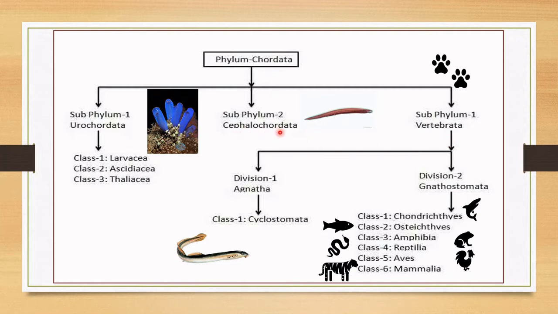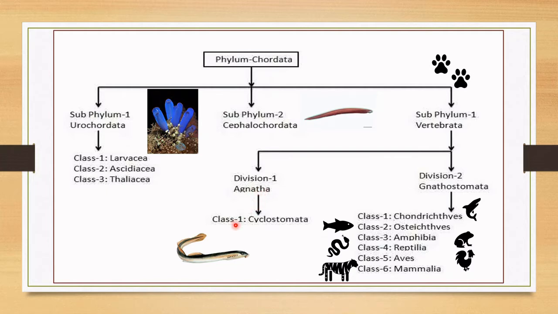In Cephalochordata, there are two genera under it, and in Vertebrata, there are two superclasses, called Agnatha and Gnathostomata. So the division has now been replaced by superclass. Agnatha and Gnathostomata as divisions is the old version of classification. Now the new version, the division is replaced by superclass. Gnatha means jaw. Agnatha means jawless animals.